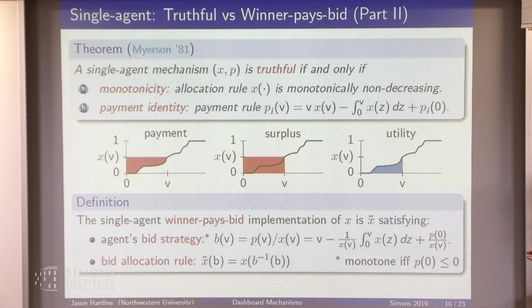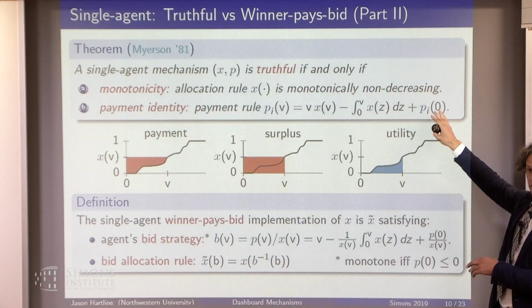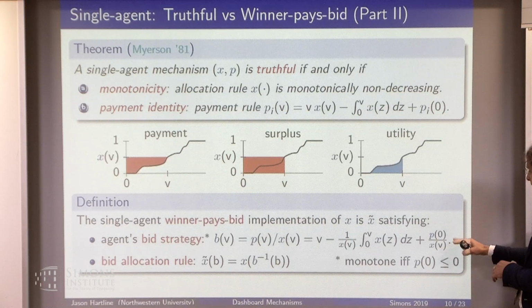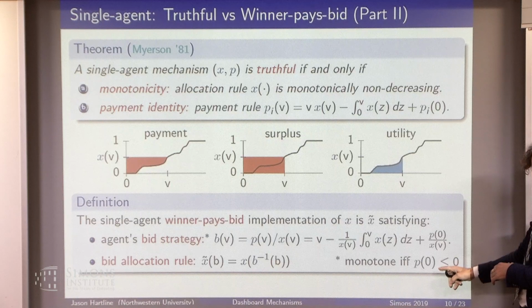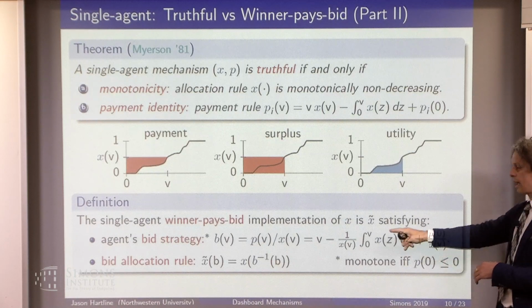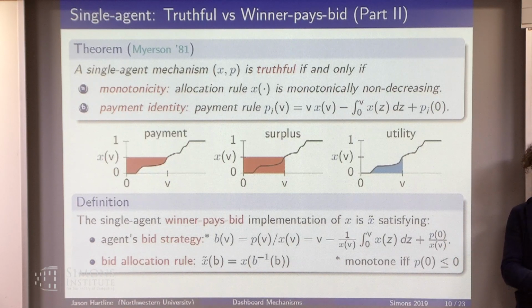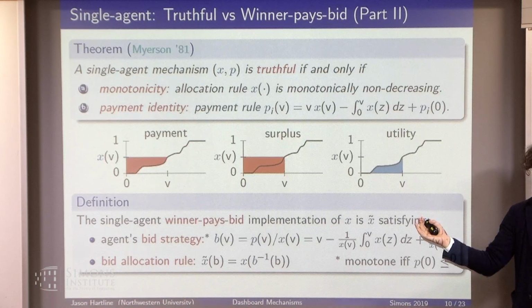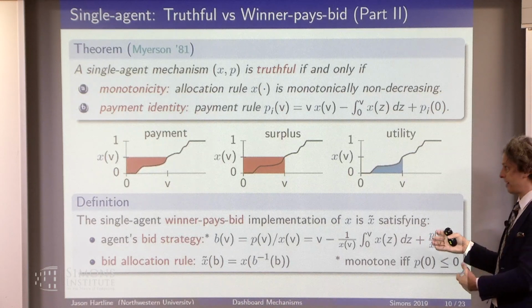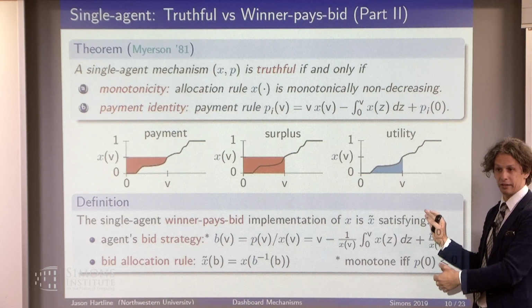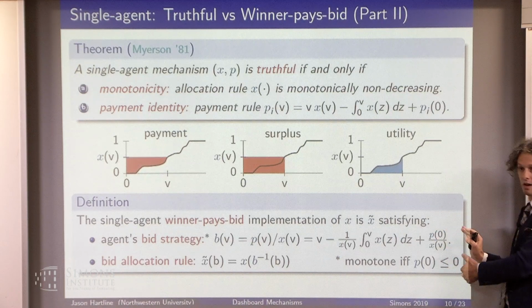Interestingly, and I did not realize this for a long time, when I'm implementing truthful mechanisms, I can have any P0 I want. For non-truthful mechanisms, actually, P0 can be at most 0. The reason is that the bid function is not monotone if I have positive P0. Look at P0 over x of v. As v goes to 0, this thing goes to infinity. The agent with value going to 0 would have to be bidding going to infinity, which obviously can't happen in the mechanism. So actually, Myerson's characterization can be refined for winner-pays-bid mechanisms to require P0 to be non-positive.